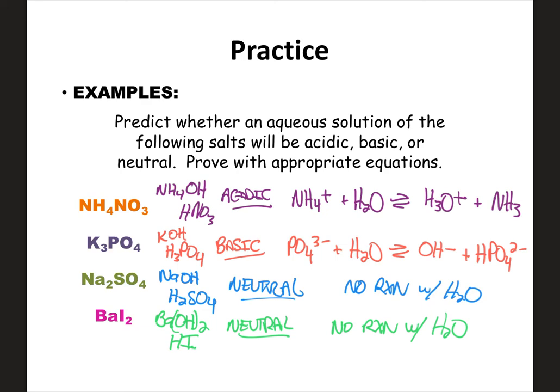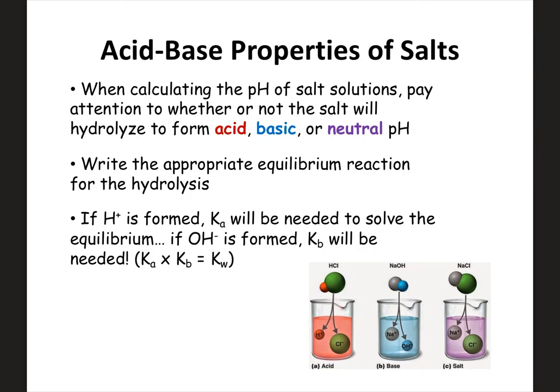So you definitely need to be able to look at a salt, figure out where it came from, determine whether it's going to have an acidic, basic, or neutral pH, and then determine any reactions that might happen here with water. This is definitely a skill you need to have. Whenever we're doing problems that involve finding the pH of a salt solution, the first thing you need to recognize is, okay, this is a salt. You have to figure out whether or not the salt is going to hydrolyze to form an acid, a base, or a neutral pH. And this is basically what we just did on the previous slides.